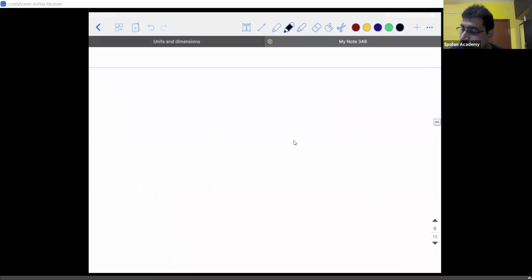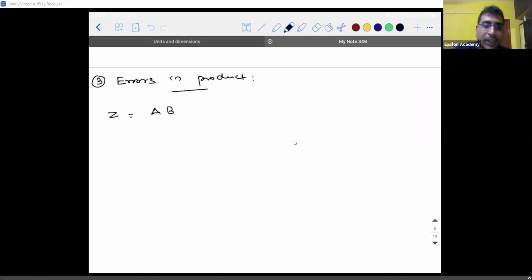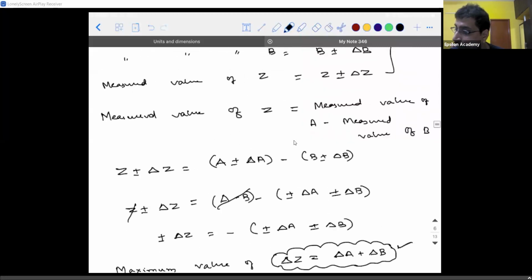Suppose, write down the heading as errors in product first. Suppose Z is equal to A into B. Okay, then what is going to happen? Let me call this as 1. Again, I'm going to follow the same story. Wait, I'll copy it from here.